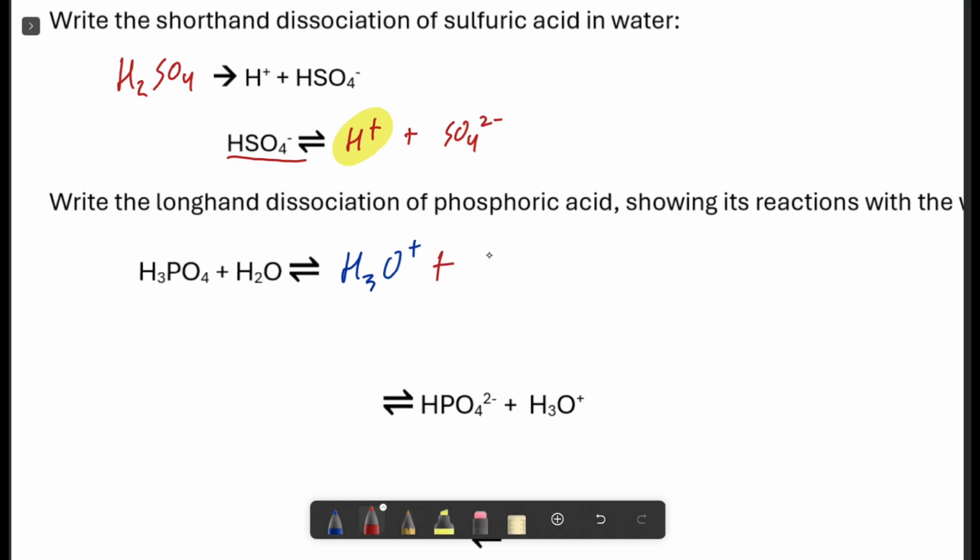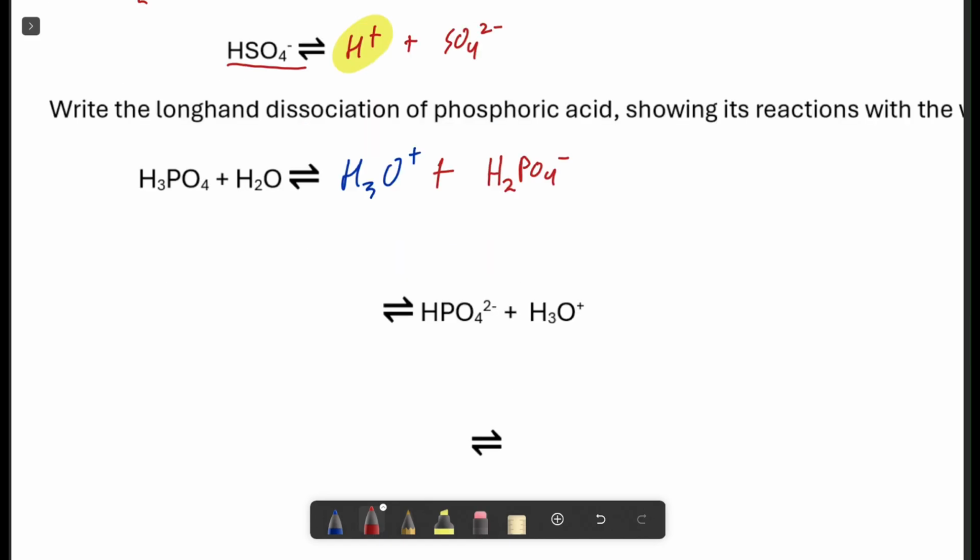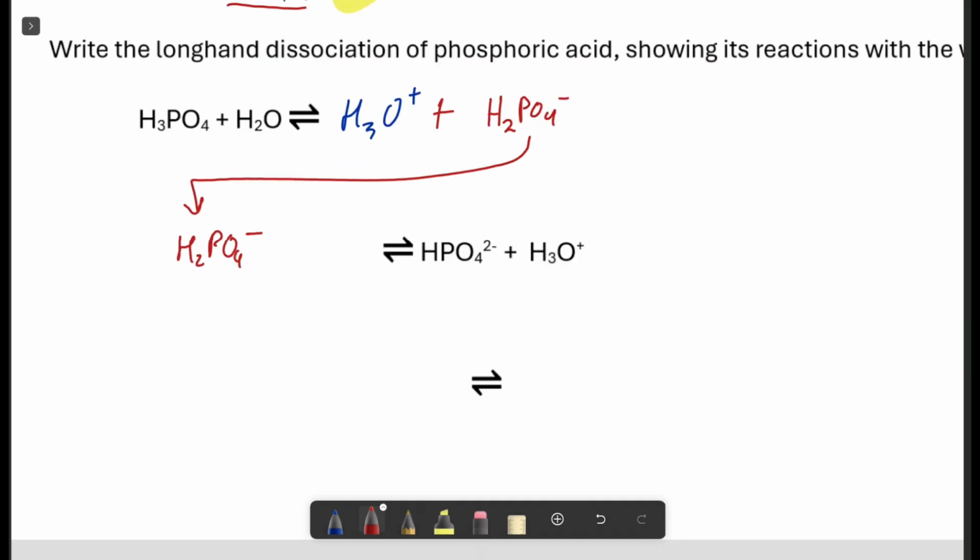So now what am I left with? H2PO4. And is there a charge on there or not? Negative. Okay. Basically, what I'm going to do at this point is start down here with H2PO4 negative. All right, I want you to finish these reactions. Dissociate all the way till you're out of hydrogen ions on your own paper.